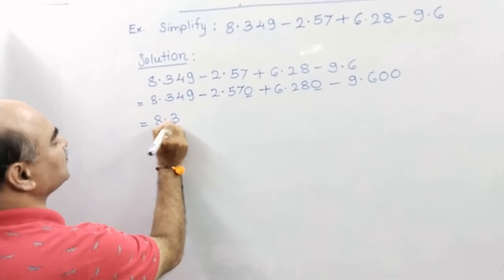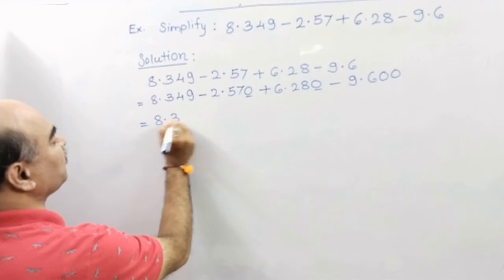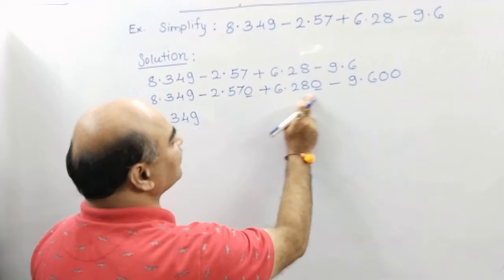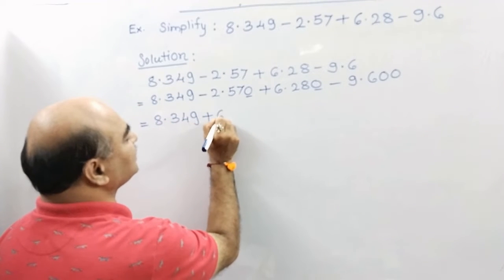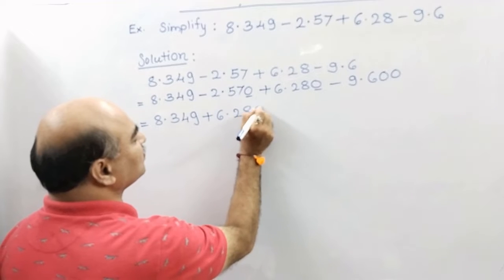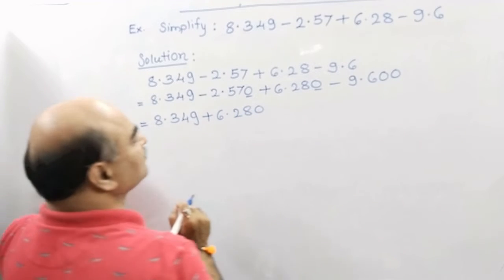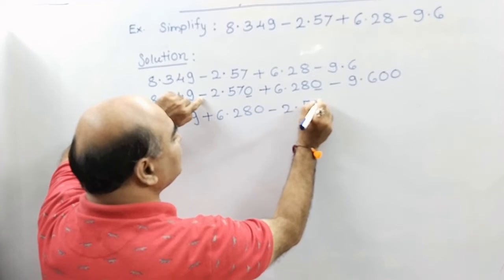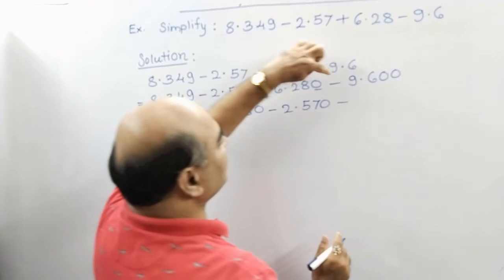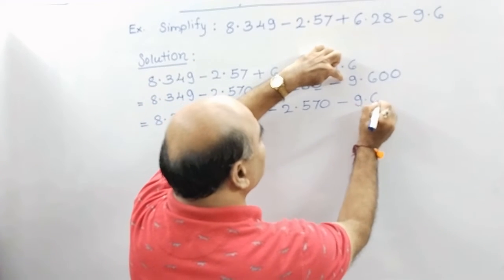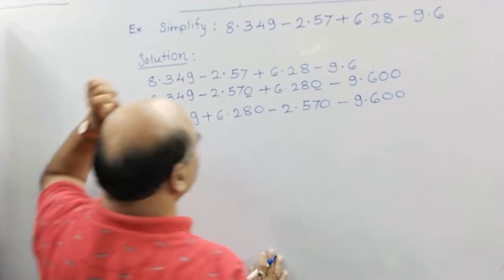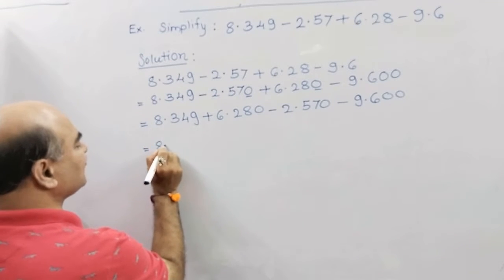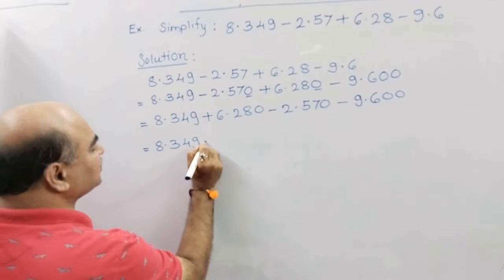Now 8.349 is a positive number. Where is the next positive number? Here we have 6.280, so we add this number. Then next we take the negative numbers, that is 2.570, and the next negative number we have is 9.600.